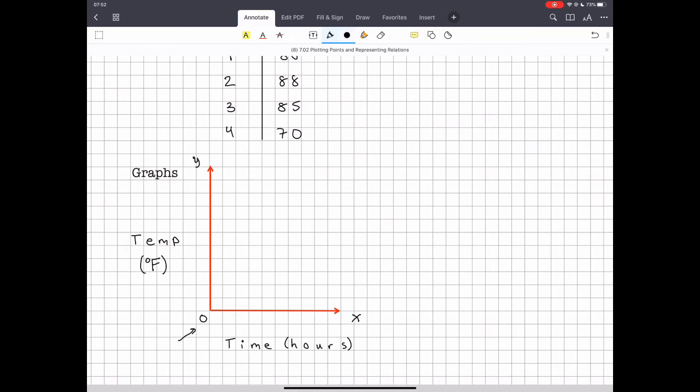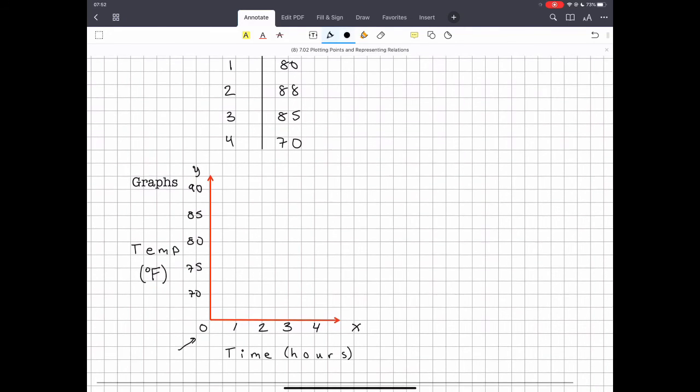Now I'm going to number each axis. So just for the sake of making it neat, I'm going to start with the x-axis, and I'm going to skip a line, put my first hour, skip a line, second hour, third hour, fourth hour. And then I'm going to do the same with the y-axis. So skip a line, 70, skip a line, 75, 80, 85, 90. So I like to make my graphs as neat as possible so the numbers aren't crowded.